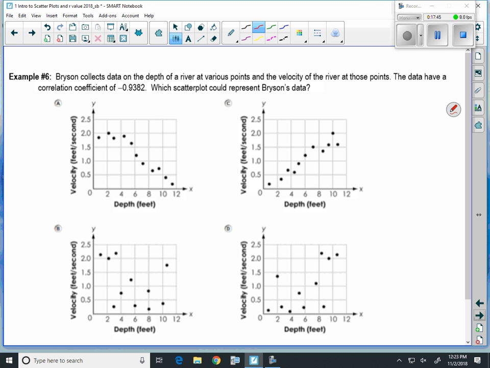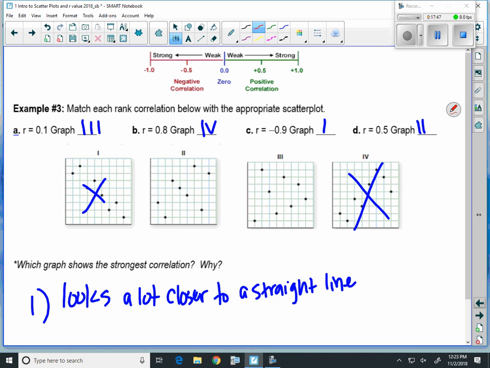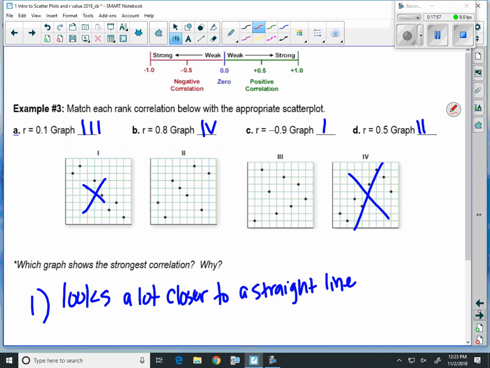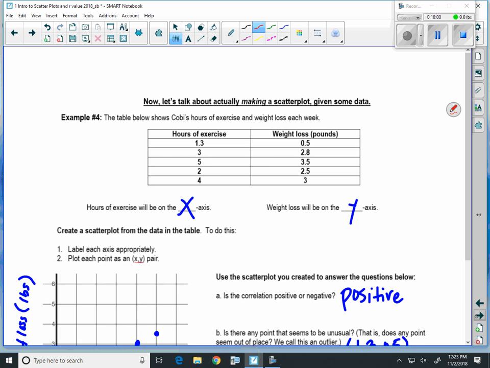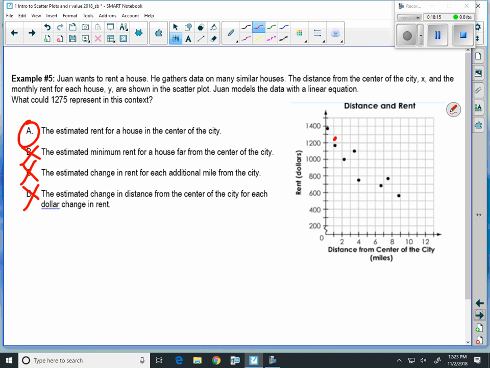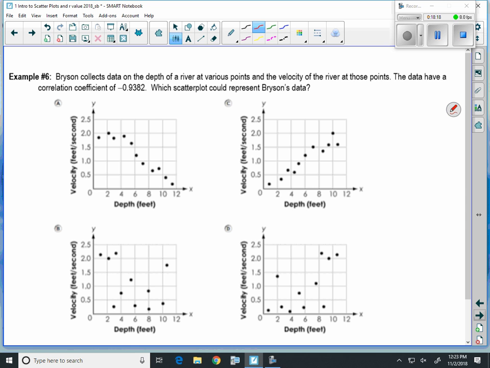So when we look at this right here, that's how we decide strong or weak. The stronger it is, the more it will look like a line. If we look at what we had, it was almost a straight line except for this outlier. So if we didn't have this, we said probably about 0.9, but because of that point, we went down to about a 0.7. Does that help a little bit? Okay. All right, Bryson, stay with me. We're about to do a fun activity.